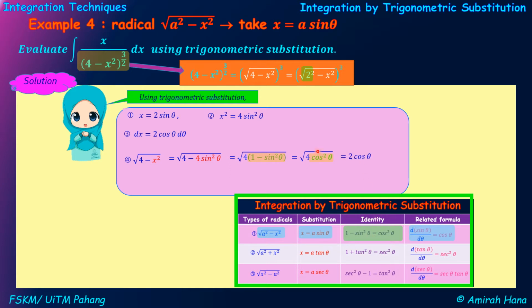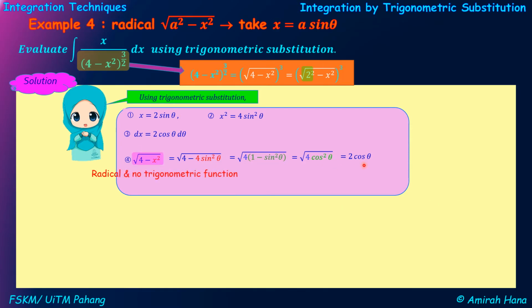After that, we can simplify the square root of 4 equals 2, no more square root, and the square root of cos squared theta equals cos theta. So from here, we had a term containing a radical and no trigonometric function, and after we simplify using trigonometric identities, now we have no more radical but with a trigonometric function.